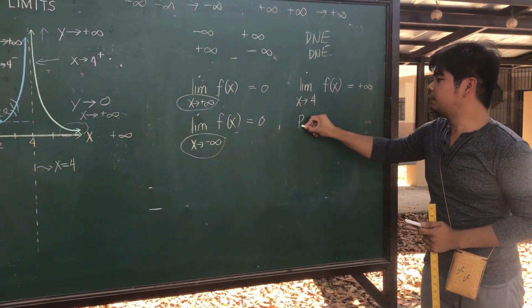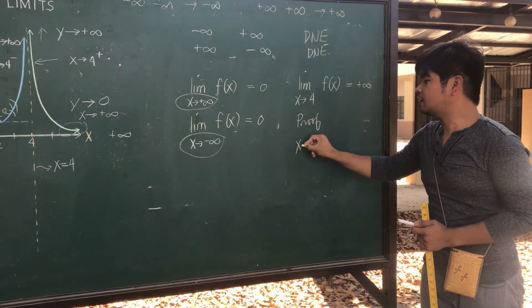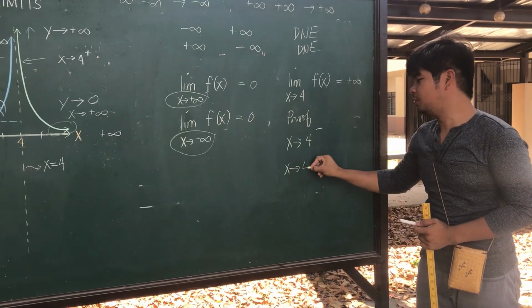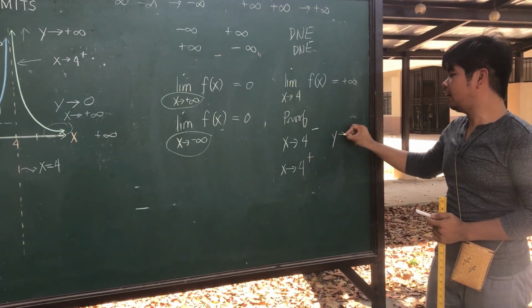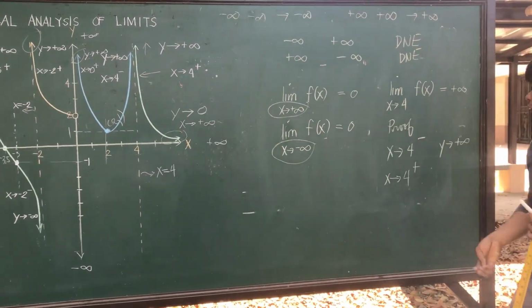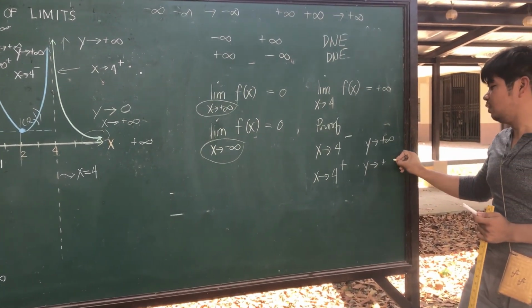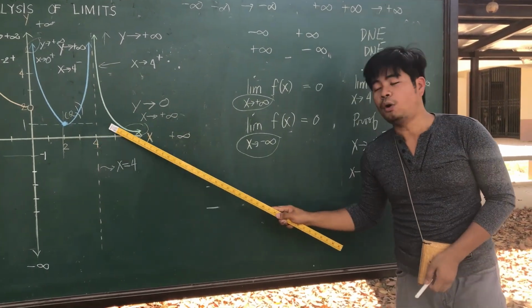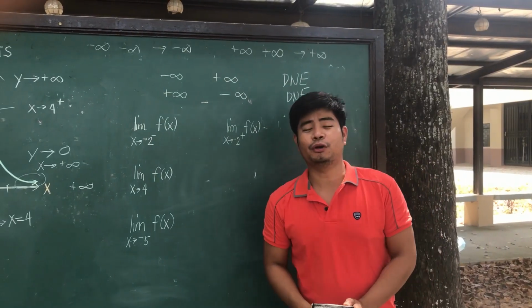Bakit? As a proof of that, when x keeps on approaching 4 from the left, and when x keeps on approaching 4 from the right, ang y ay tuloy-tuloy sa pag-akyat as observed on the graph here, and y keeps on increasing also as observed on the graph here on the right of 4. So let us have more examples.